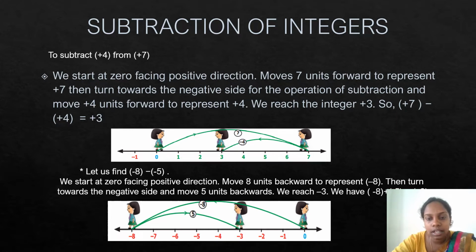Now calculate -8 minus of -5. I already told you minus into minus will give you plus. So -8 plus 5 will give you 3, and use the higher number's sign, that is minus. So the answer will be -3. This is how you calculate the subtraction part in integers.